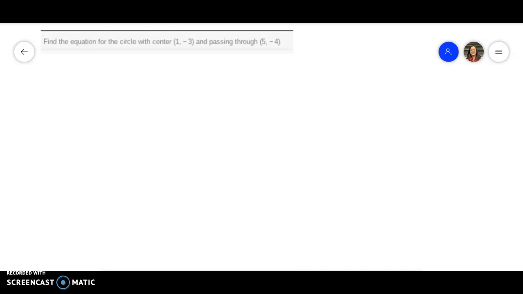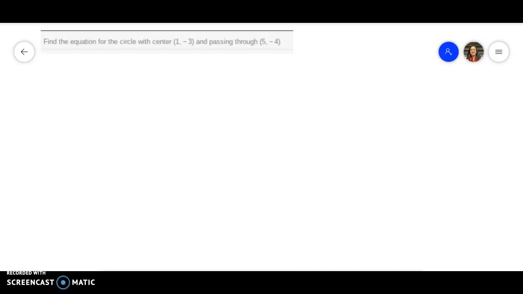All right, guys. So I had someone send this particular problem to me. It is from the study plan. So I think this is actually a review question that one of our peers was working out and had a question about. So let's work this one out together. It says find the equation for the circle with center (1, -3), and it passes through point (5, -4). So let's think about that for a minute.